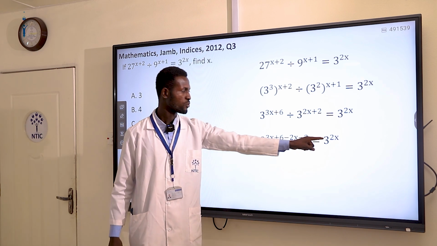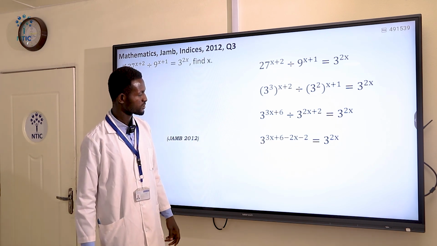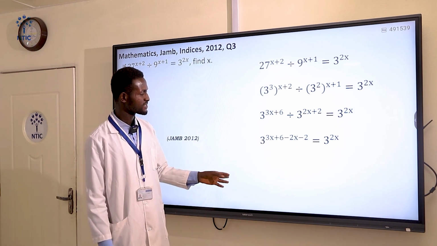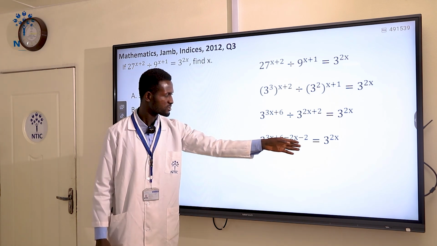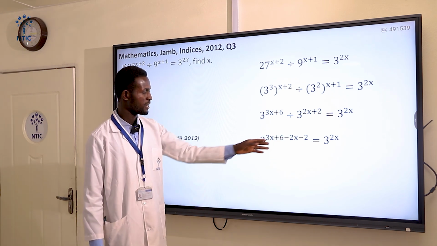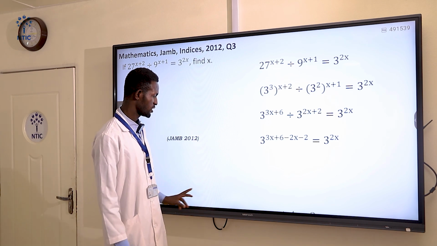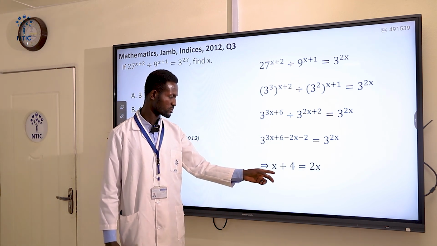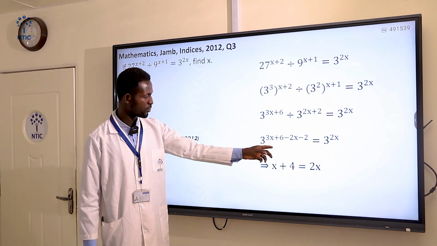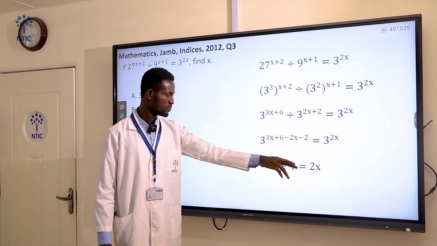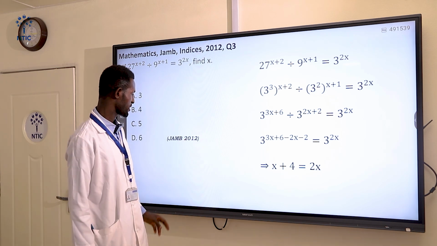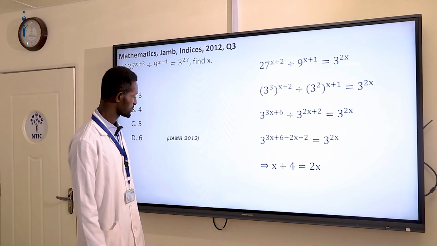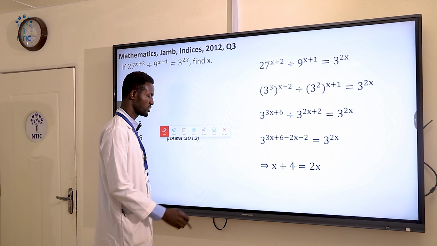Now everything is equal to 3 raised to the power of 2x. Then this implies that since their bases are equal, their powers must also be equal. So if we do the necessary addition and subtraction, we get x plus 4 on the right hand side, which is equal to 2x. So let me take you through the explanation to this.